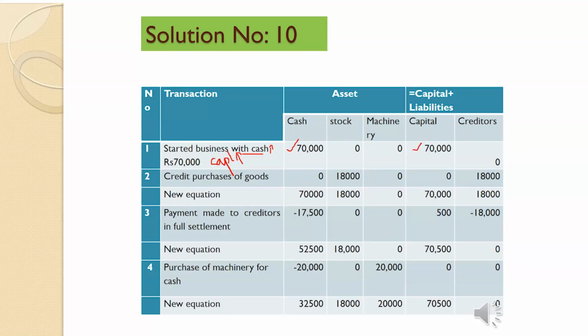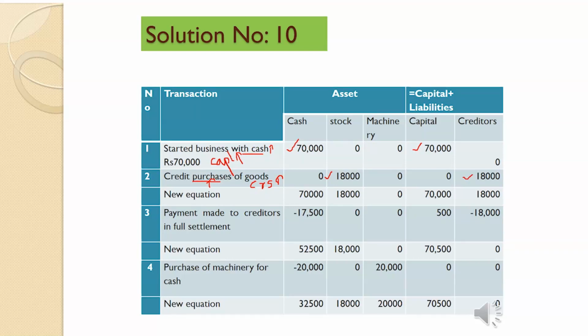The next one is credit purchase of goods. So the accounts are the purchase account and the creditors account. Liabilities increase, and here purchase also increases. So assets increase, and liability also increases. Under the stock column, 18,000. Then the creditors amount increases by 18,000.